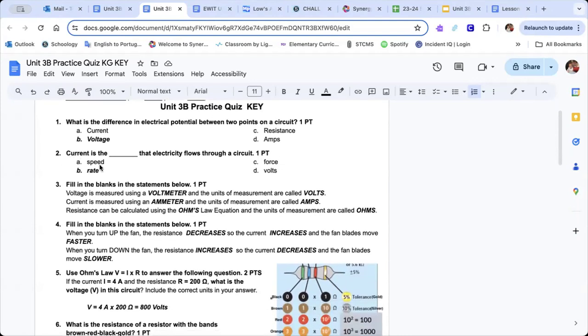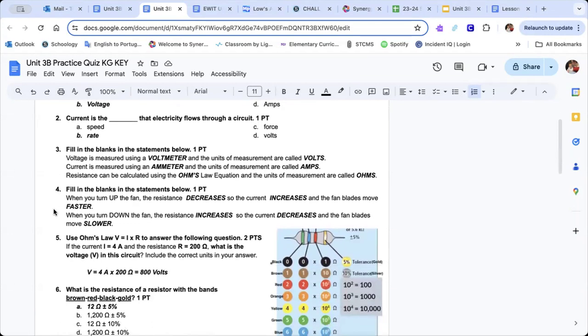A big thing to remember is that current doesn't change speed. The electrons never change their speed. You'll just have more or fewer of them, which is why rate is the correct answer.